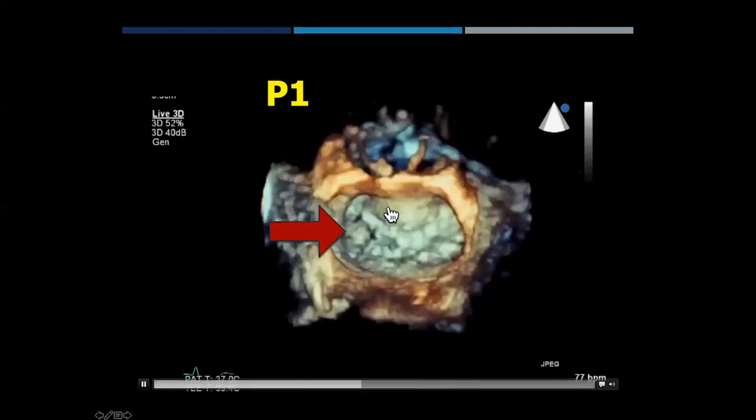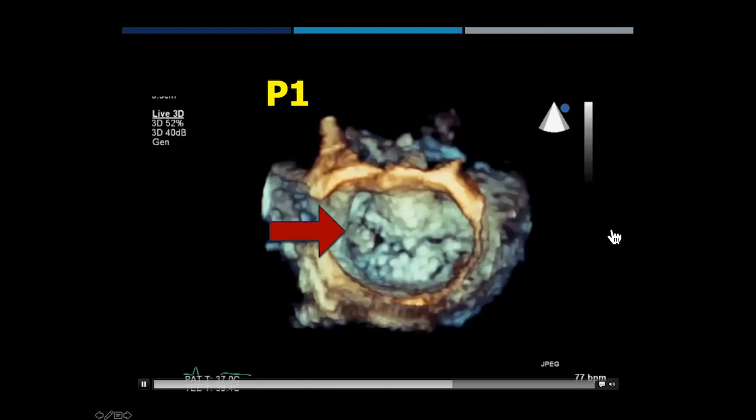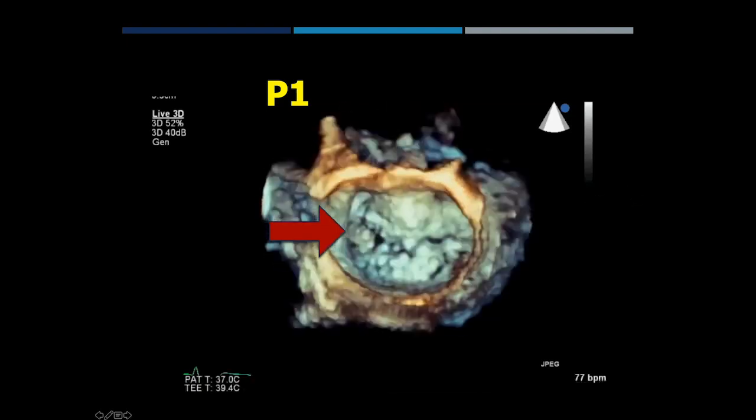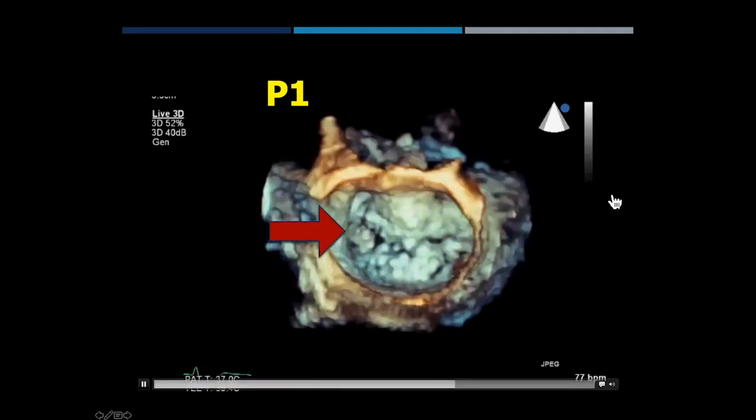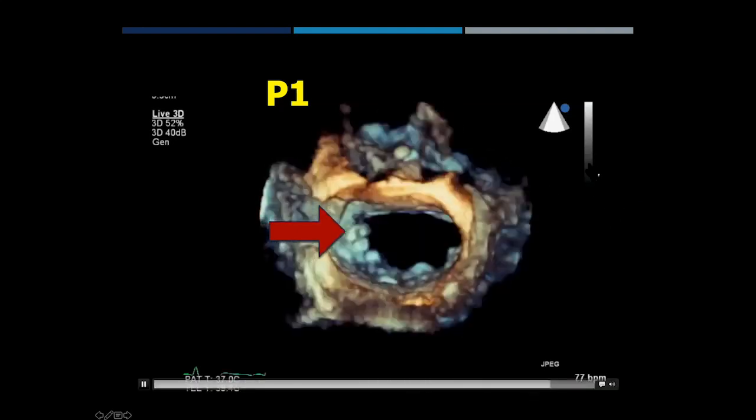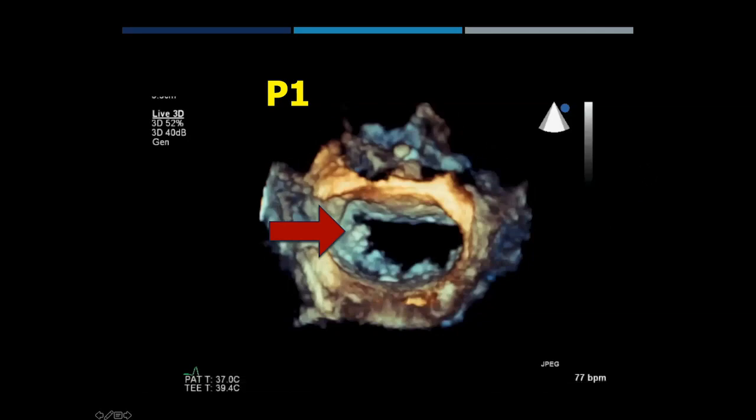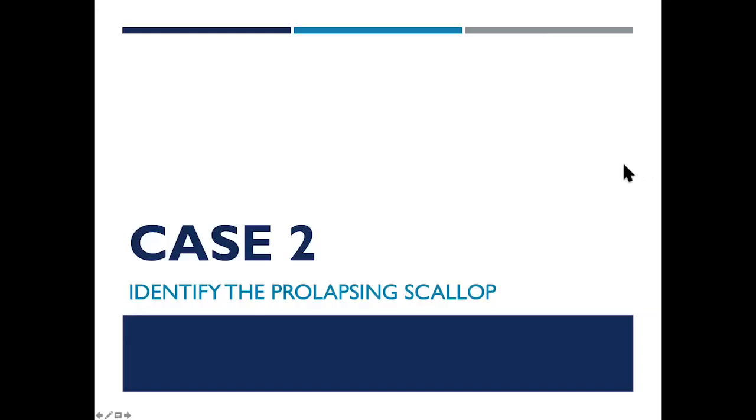Remember, A1, A2, A3. Left atrial appendage is over here, P1, P2, P3. So in this case, 3D echo and 2D echo are complementary because you really need both to be able to make an adequate assessment of the valve. So let's look at another example. This is case 2.